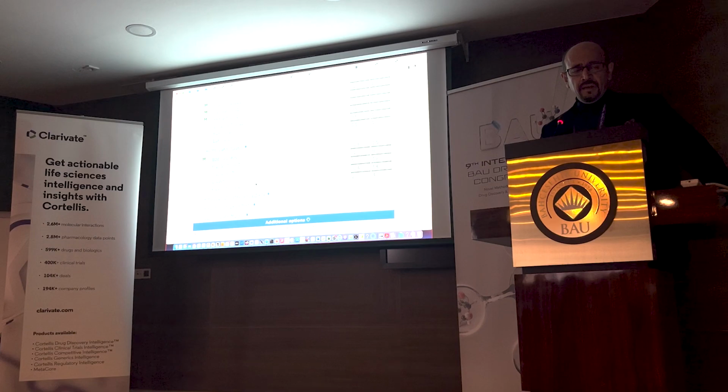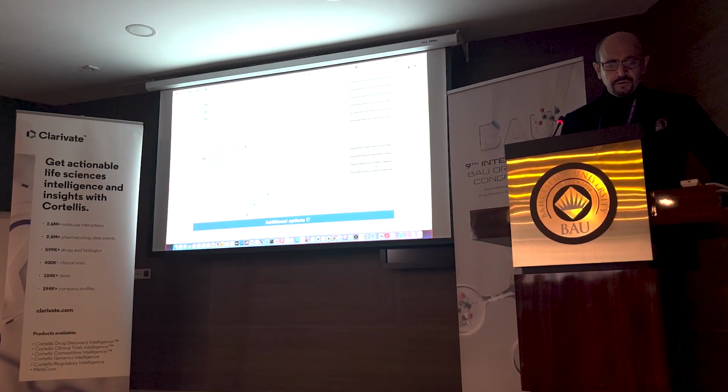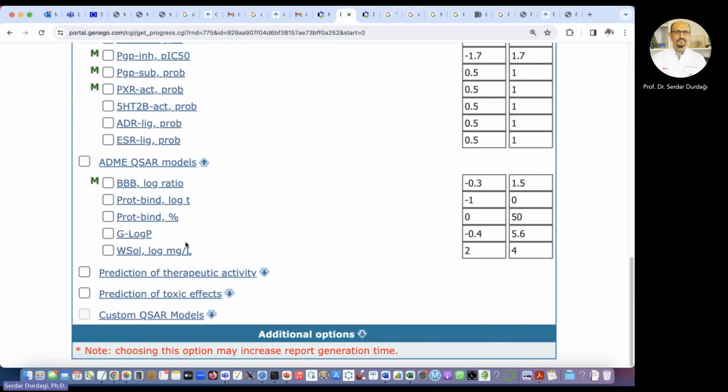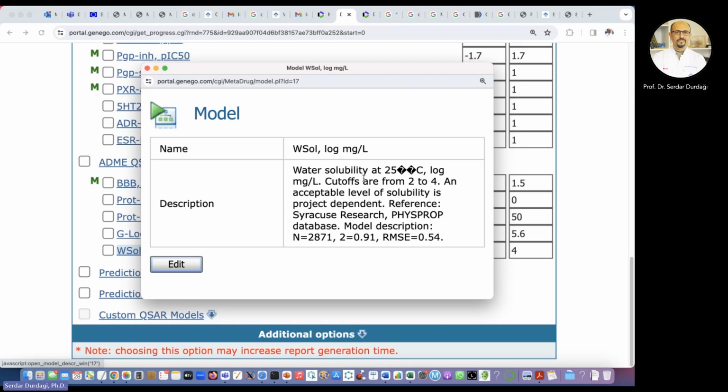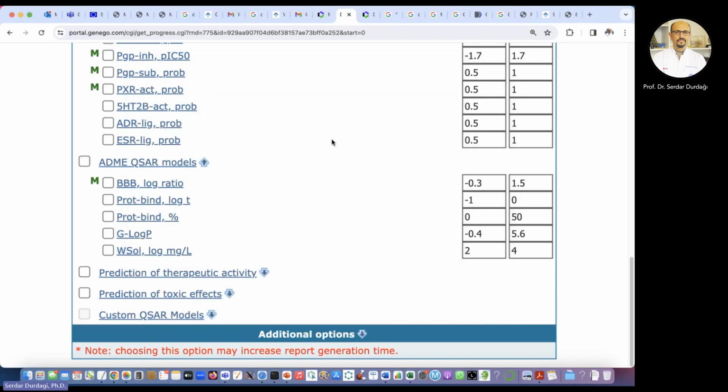So for that, we need to know if our molecules are water soluble or not, right? Here again, this model gives us water solubility at 25 degrees Celsius in milligrams per liter, and cutoffs are from 2 to 4. If your molecules sit between these numbers, then maybe you can estimate that your molecules will be easily soluble.